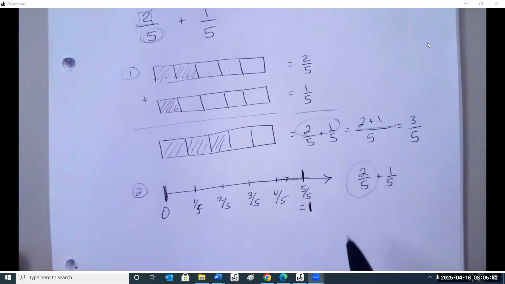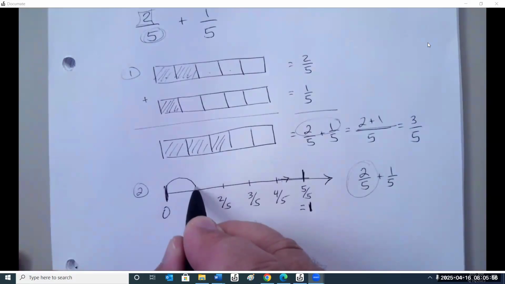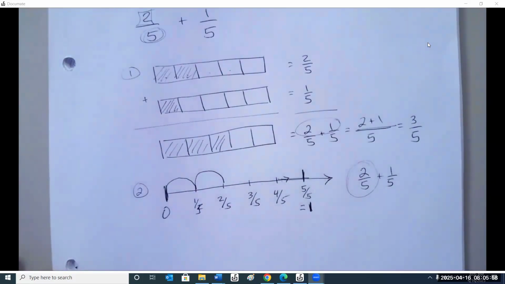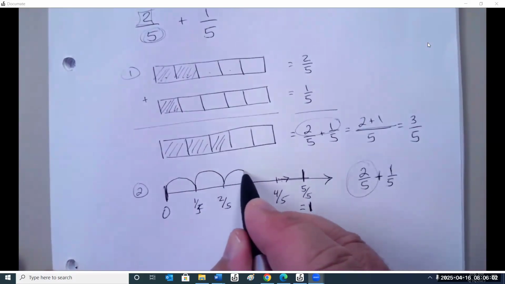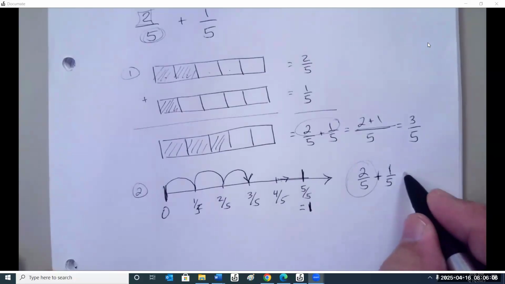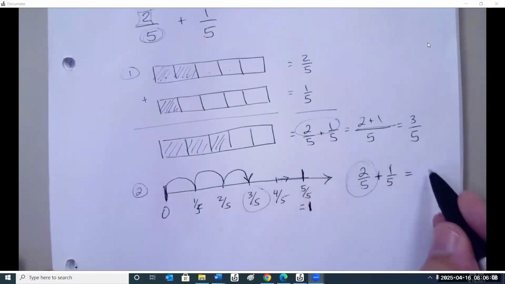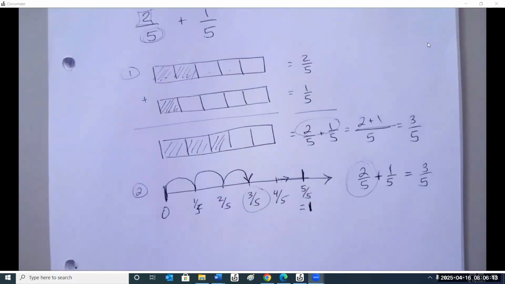As we did with number lines, we start off doing 2/5. So we start at 0, move over 2/5. We're adding one more spot. So that means the answer is 3/5. Pretty straightforward.